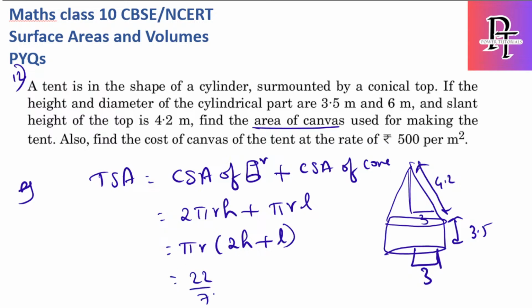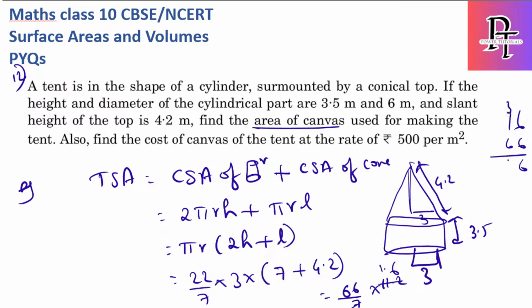Okay, now I will substitute the values. Pi is 22 by 7, radius is 3, height of the cylinder is 3.5, so 2h becomes 7, plus l, the slant height, which is 4.2. Okay, it is 66 by 7 into (7 plus 4.2 is 11.2). 7 1s are 7, 7 6s are 42, 66 into 1.6, 6 6s are 36... so 105.6 meter square is the TSA.